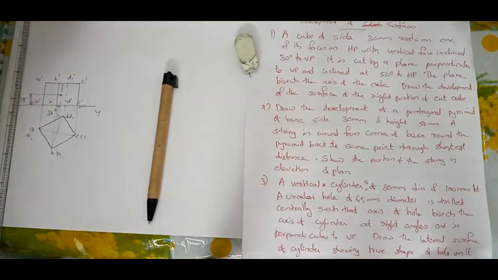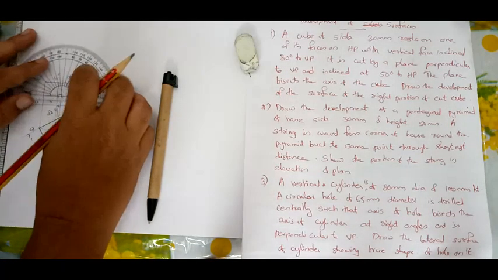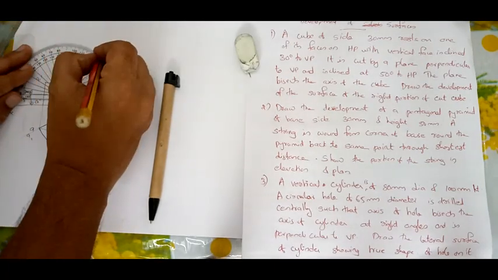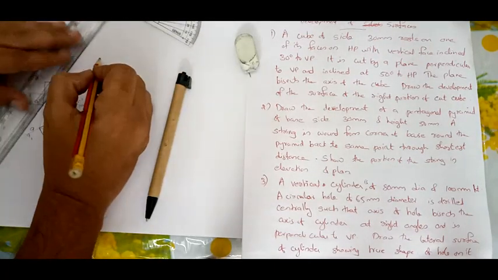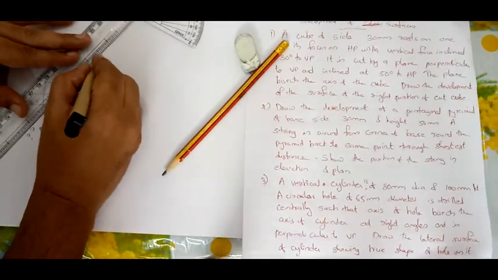Now they have given 50 degrees to HP. So from here take 50 degrees, and you will be drawing the section plane. You will get a section plane like this.